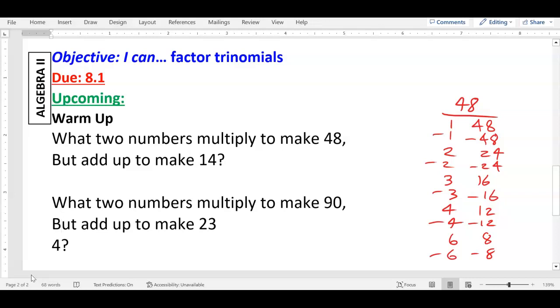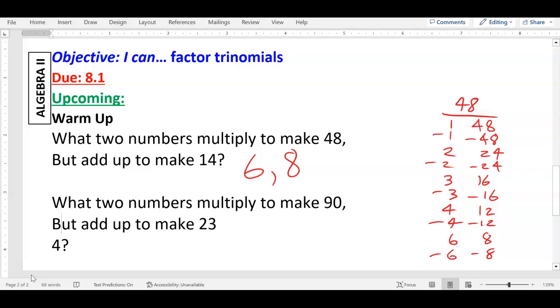Which one of these makes 14? What do you think? That one. Which one? Right there. What does it say? 6 times 8. Yeah, 6 times 8. So 6 times 8 makes 48. 6 plus 8 makes 14. So my answer is 6 and 8. So I'll use a comma here. 6, 8. Okay, do you see how to solve the puzzle?